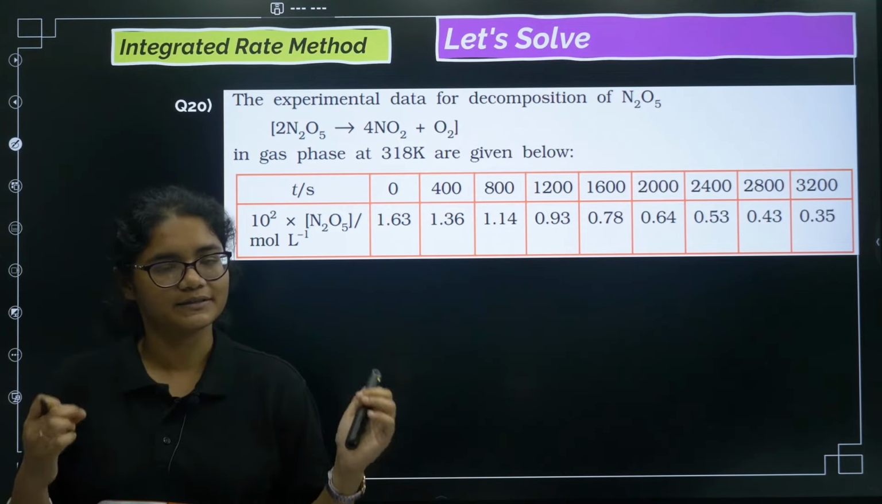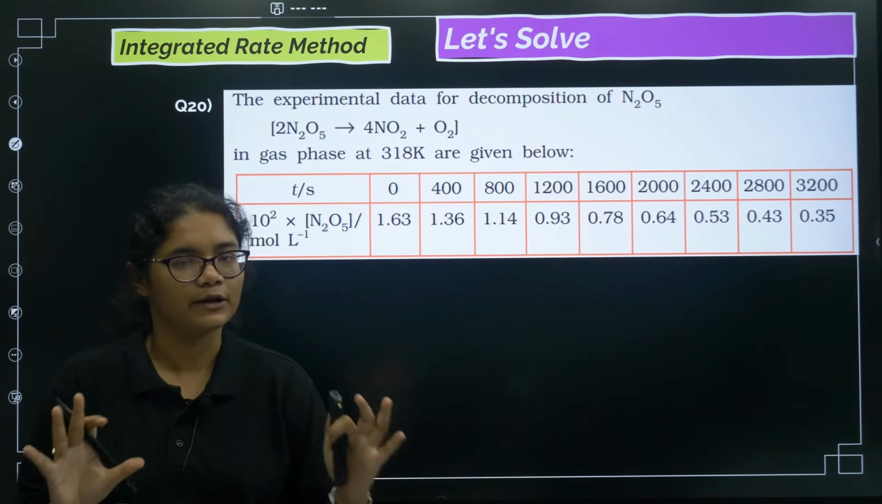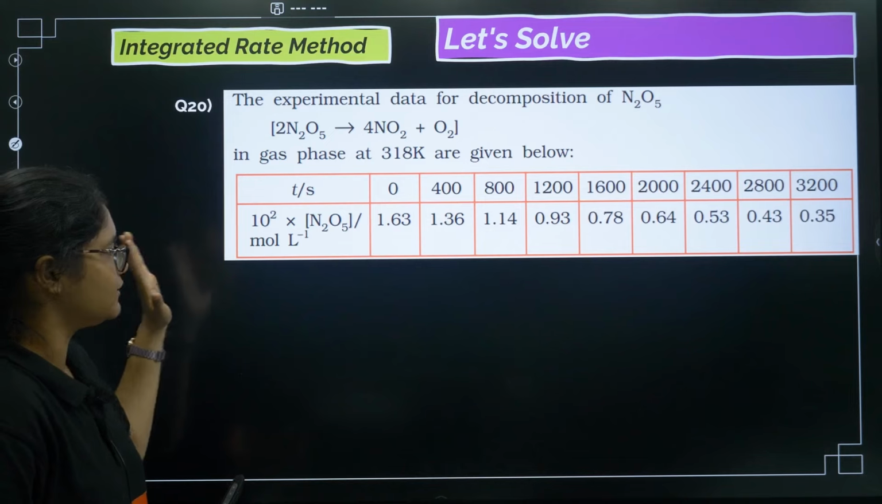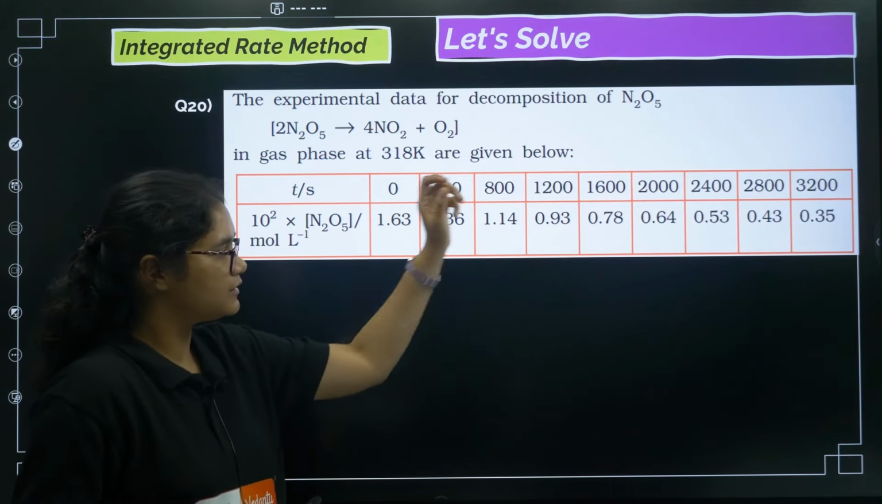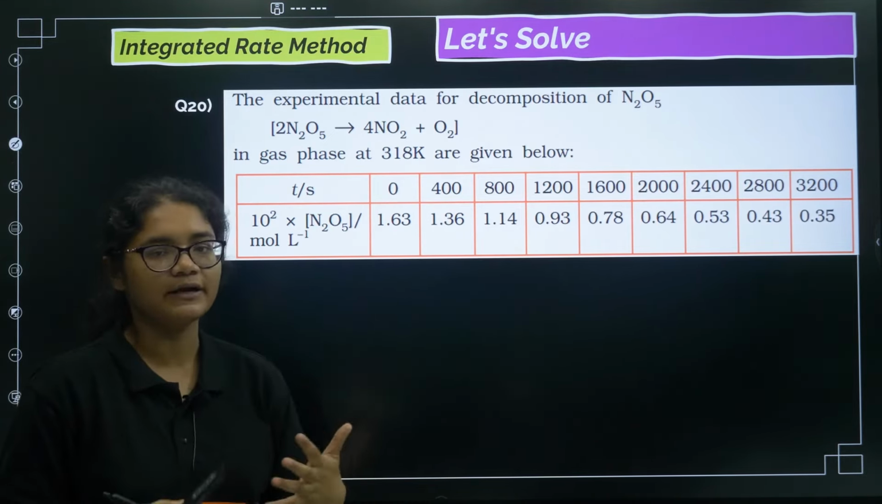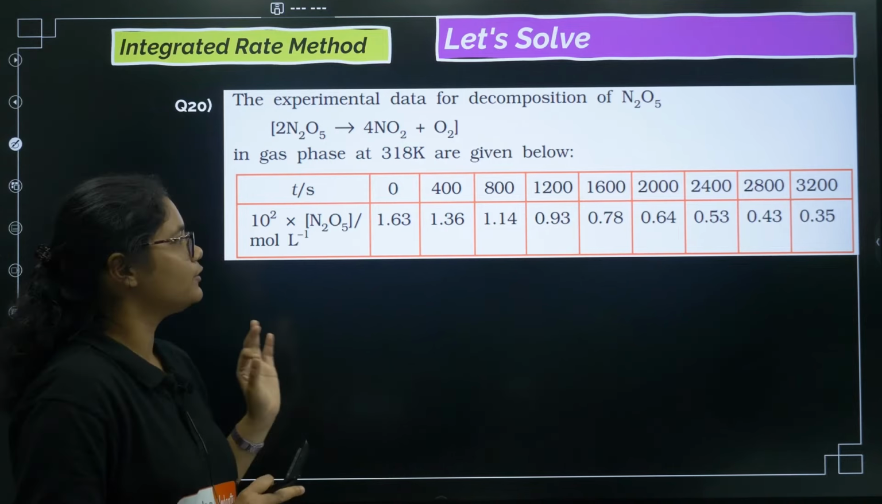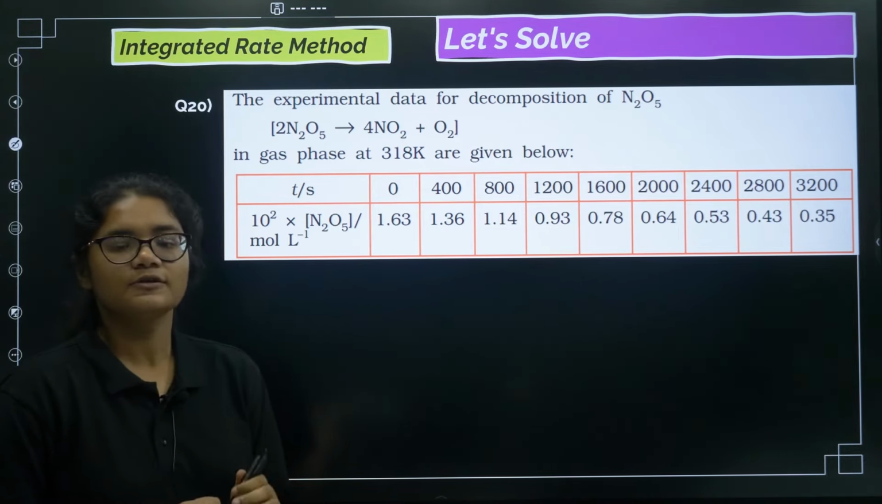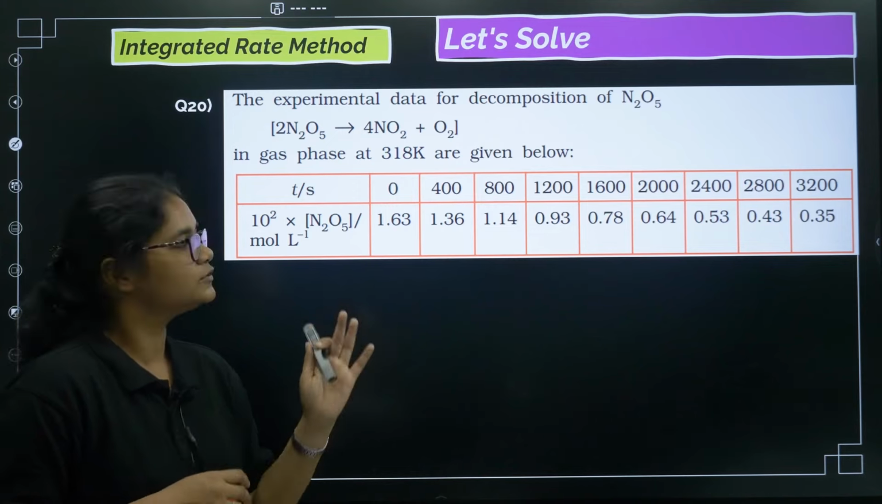So here generally questions are not asked from this method, but I'll tell you how to do it. So what you are doing, you have been given a data set. Different time intervals and the concentrations at different time intervals are given to you, and you need to predict the order of the reaction, right? So this is a question from the NCERT book. So how do we find out?